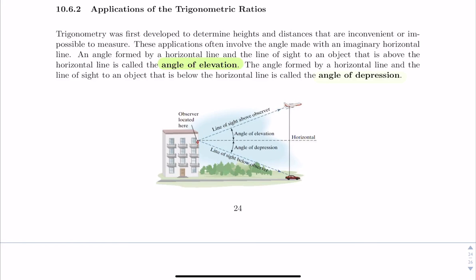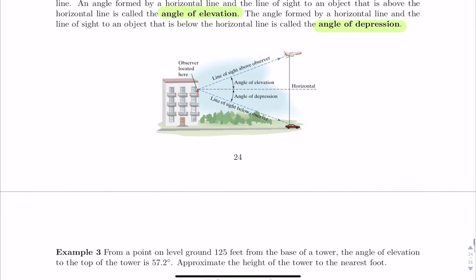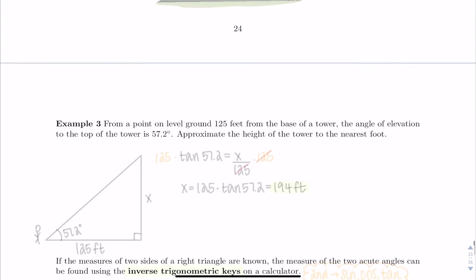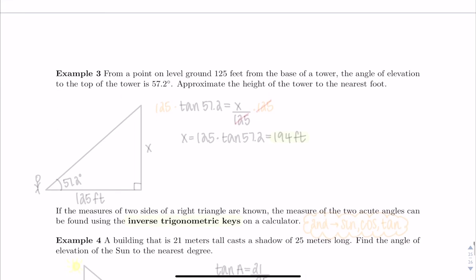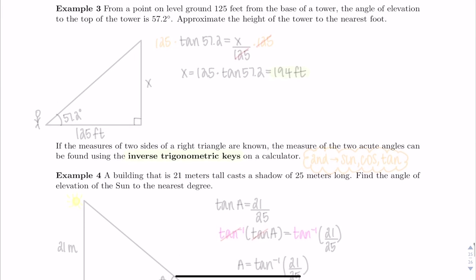So you can see in the figure below that the plane would be above our horizontal line, so that would be an angle of elevation, and then looking down at the car below would give us an angle of depression. So from a point on level ground 125 feet from the base of a tower, the angle of elevation, which means we are looking up to the top of the tower, is 57.2 degrees. Approximate the height of the tower to the nearest foot.